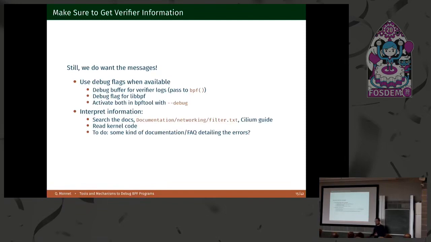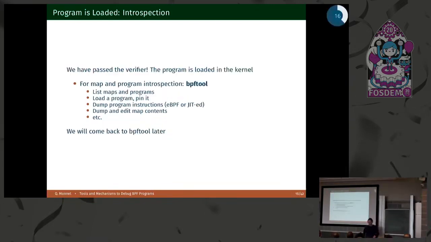For interpreting this information, it's the same locations that I mentioned earlier: the filter.txt documentation, the Cilium guide. There is also some additional information now in the documentation, under networking, I think, slash BPF, although it's still not perfect. The hardcore solution, if you don't get anything better, is to go and read the kernel code. That's not really ideal either. So maybe in the future we'll have something a bit more user-friendly. That would be nice to have.